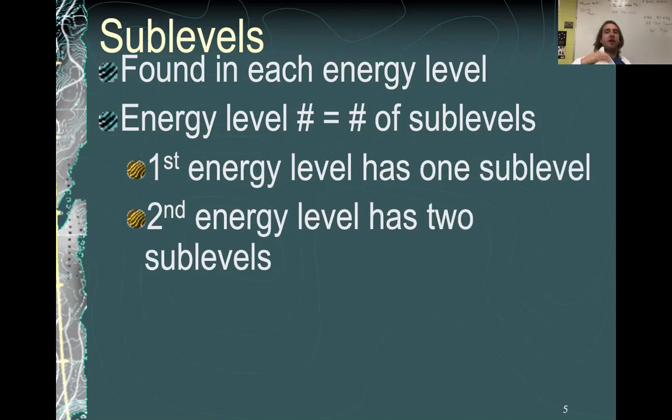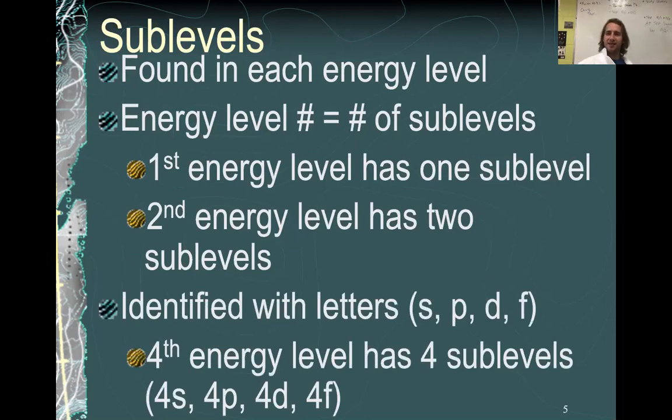In the fifth, you can have 4 sub-levels. Oh, wait a minute, that's because there are only 4 sub-levels. They're identified with letters: S, P, D, and F are the 4 sub-levels that you can have within an energy level. So once you hit the 4th energy level and beyond, for any ground state atom, non-excited, we'll talk about that later, you're going to have S, P, D, or F for your sub-levels. And you can only have as many as you have space for in your energy level.